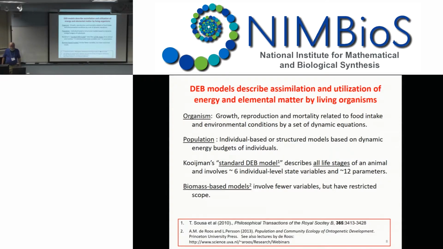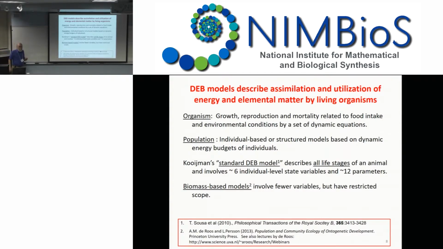In a minute, I'm going to briefly describe Bas Kooijman's so-called standard model, which describes all life stages of an organism and involves, in its fullest form, half a dozen individual, what we call individual or I-state variables, and around a dozen parameters. And I'll say again a bit why there is a wiggle room around both these numbers.